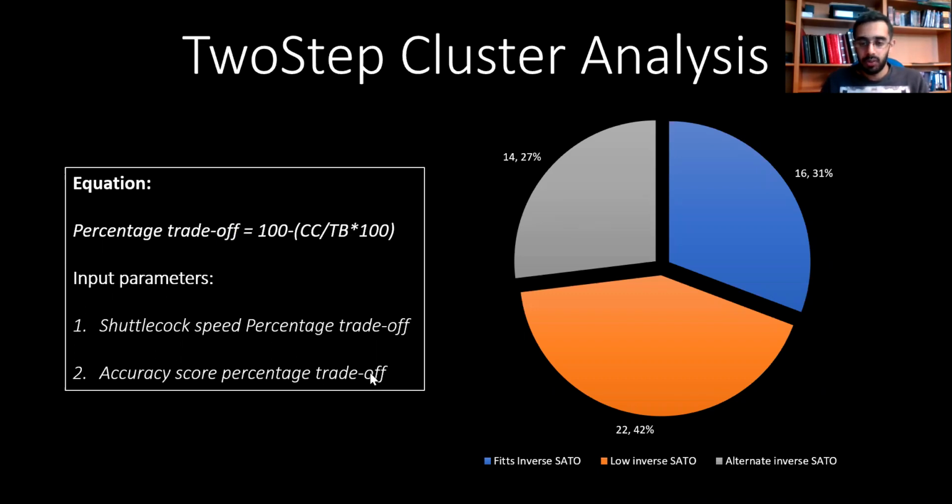From the results, in terms of our findings for the exploratory cluster analysis, we found 3 different speed accuracy trade-off relationships being used. So you can see here the 3 different cluster groups, and on the outside of the pie chart you can also see the number of participants within each cluster.